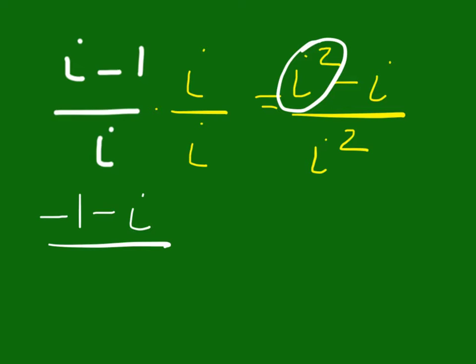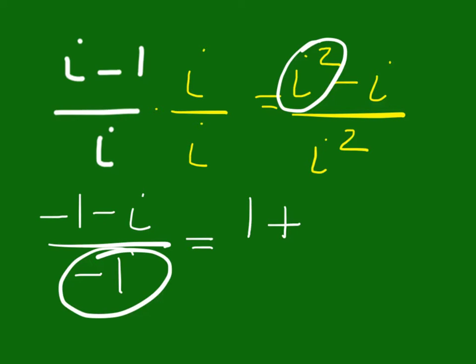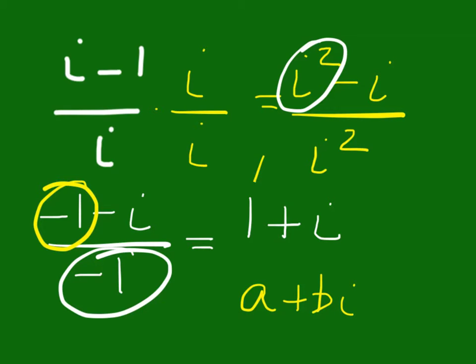On the bottom, I squared is negative 1. Now simplify. Get rid of this negative 1 by changing the sign of everything on top. That's when you divide by a negative 1. So it should be 1 plus I. And always make sure your answer is in the form A plus BI. And this one is. We divided this by negative 1 to get 1. And this by negative 1 to get plus I.